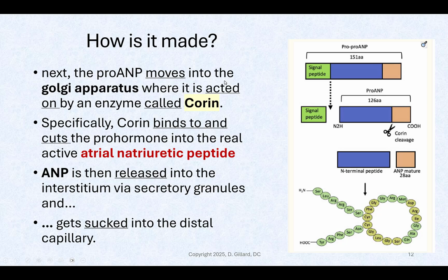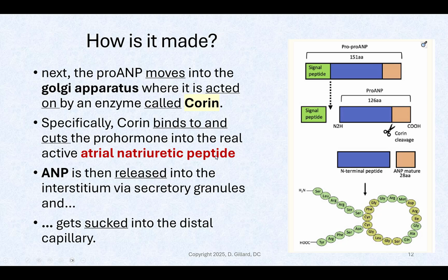And next, the pro-ANP moves to the Golgi apparatus, where it is acted on by a big enzyme called corin. Definitely need to know corin. Where is it found? In the Golgi apparatus of atrial myocardial sites. And what does it do? It cuts it in a certain way, does a little chopping here, and it leaves us with this little piece right here. And that is the mature natriuretic peptide or natriuretic factor. And yep, that's how it's created. Very, very similar to insulin. When we get into endocrinology, we'll talk about the same story. So you might as well know it now.